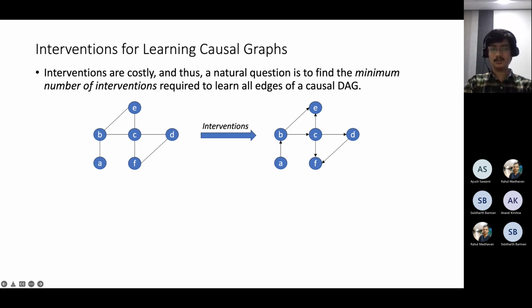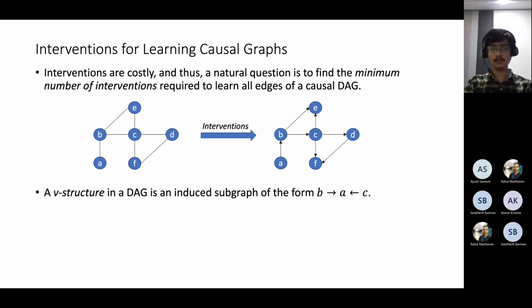As an example, if we intervene on B, C, and D, we can learn all the directions because, as discussed, we can know the directions of all the incident edges after intervening on a variable. So B, C, D is a set of interventions that can learn the DAG on the right. But the question now is, for a causal DAG, what is the smallest set of interventions one needs to do to learn all the directions of edges present in the causal DAG?